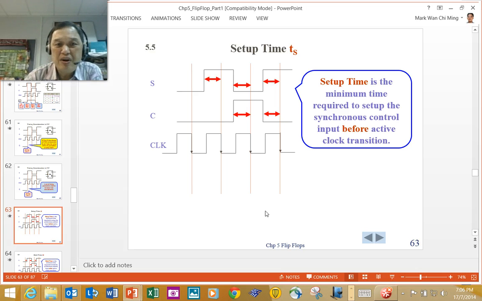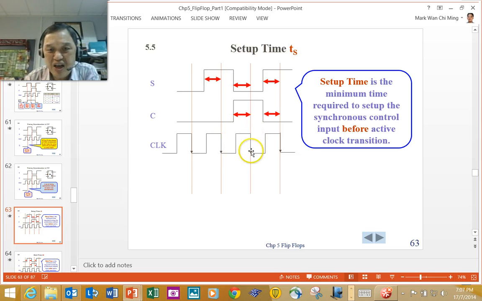Now, we talk a little bit on setup time. What does it mean, setup time? Setup time is the minimum time required to set up the synchronous control input before the active clock transition. Okay, this is a clock, right? This is a trigger point, right? We are talking about the input, in this case S and C, right? The time it needs to set up before the clock transition. This is what it means. Before the clock transition, it takes some time for the S to be a 1.